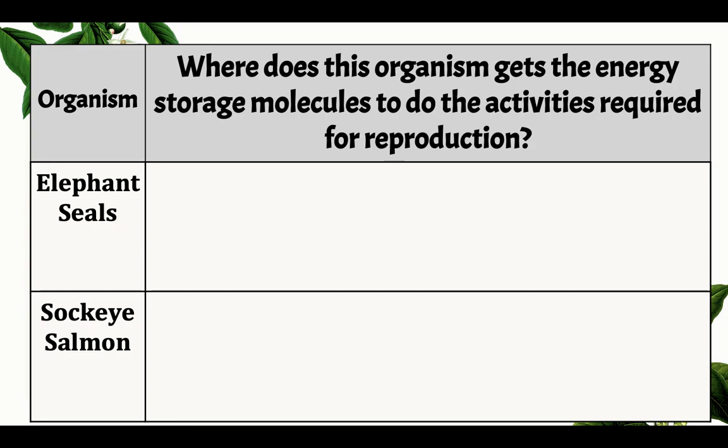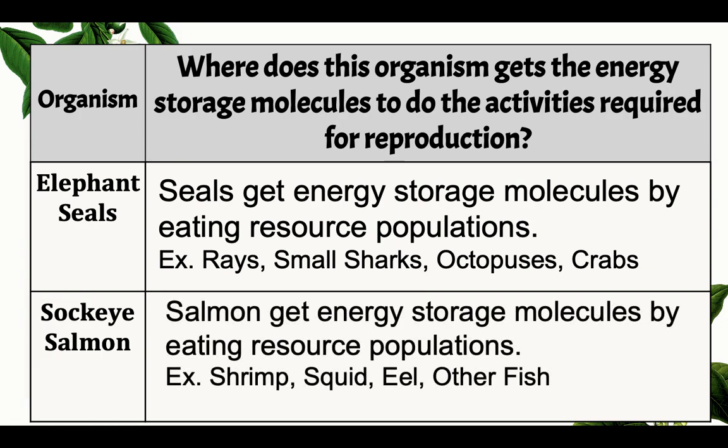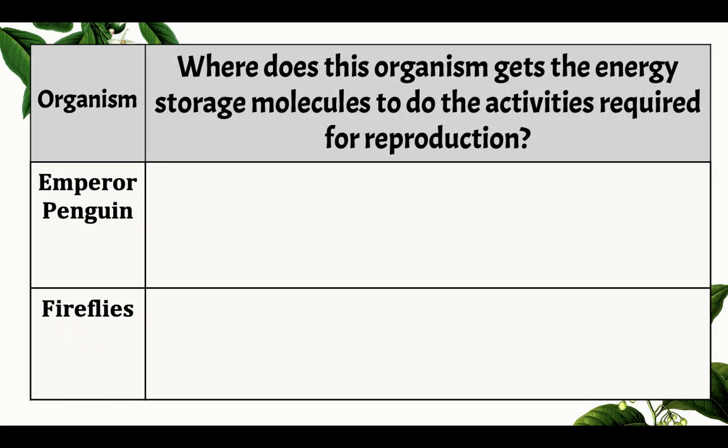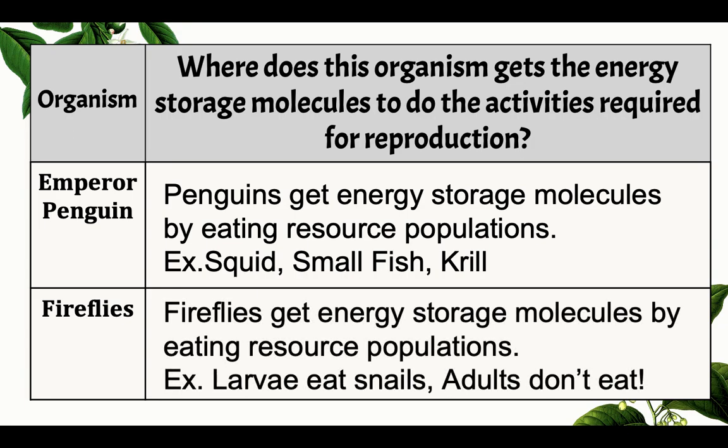The elephant seals, we discovered, attain their energy storage molecules by eating resource populations such as rays, small sharks, octopuses, and crabs. The sockeye salmon do the same by eating a resource population of shrimp, squid, eel, and other fish. The emperor penguins eat resource populations of squid, small fish, and krill. And finally, the firefly population eats larvae of snails. That's the babies of snails.